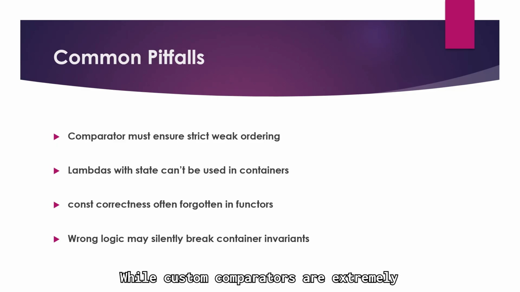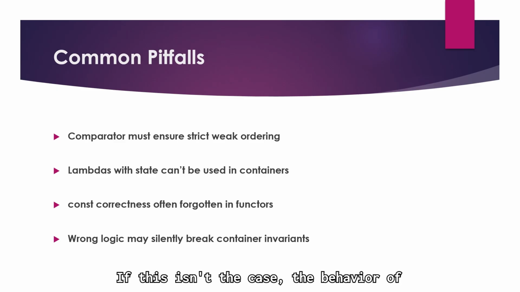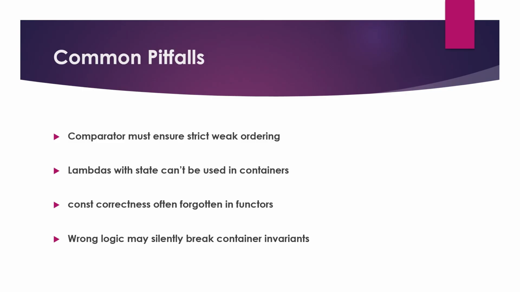While custom comparators are extremely useful, there are some common pitfalls to be aware of. Our comparator must enforce strict weak ordering. This means that if A is less than B is true, then B is less than A must always be false. If this isn't the case, the behavior of containers and algorithms can be unpredictable. Avoid capturing variables in lambdas when used as comparators in containers. This is because containers like set or map may store a copy of the comparator, which could lead to unexpected behavior.